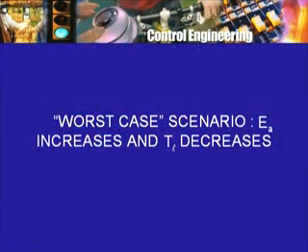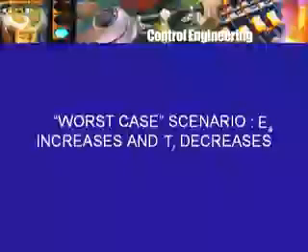One can think of what is called worst case scenario, that is EA changes and TL changes. For example, one can see, because of the minus sign that multiplies TL, that if EA increases and if TL decreases, then the speed will increase much more than it would have if only one of these two things had taken place. In the other direction, if the armature voltage goes down and at the same time the load torque increases, then delta omega m will be negative, the speed will decrease, and the decrease will be more than what would have taken place if you had only one of those two things happening.